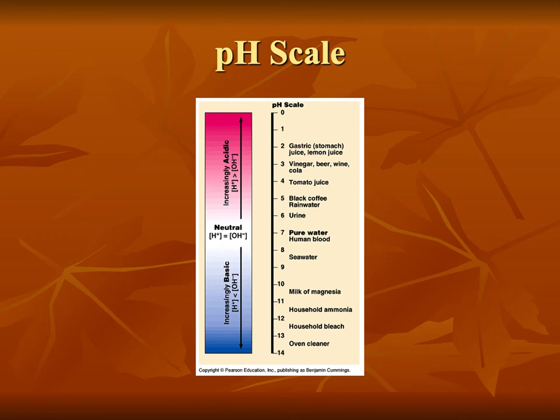Your pH scale: neutral water is at 7, and anything closer to 0 is different kinds of acids. You can see here on the list, stomach acid is pretty highly acidic, and anything higher than 7 is going to be a base. Milk of magnesia, ammonia, and oven cleaners are pretty strong bases.